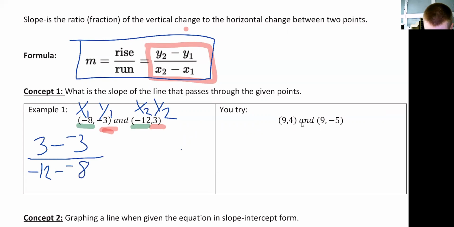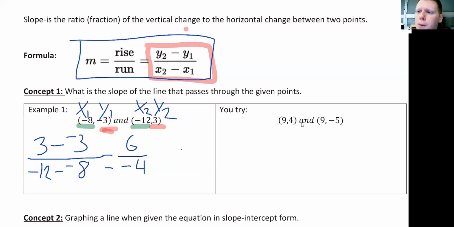x2 minus x1. Then you could either put the top of this fraction in your calculator or the bottom of this fraction in your calculator, or just be careful, especially with these negatives. 3 minus -3 is really 3 plus 3 because the double negatives turn into a plus. So that would be 6 up top. -12 minus -8 is really -12 plus 8. That would be -4 on the bottom.